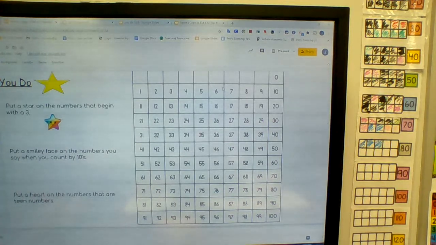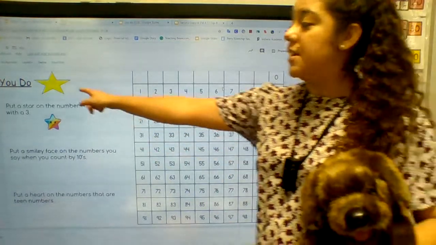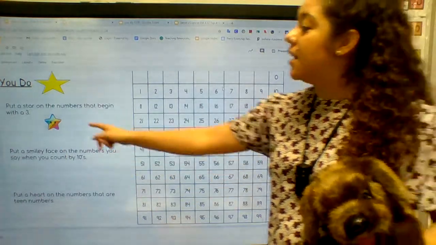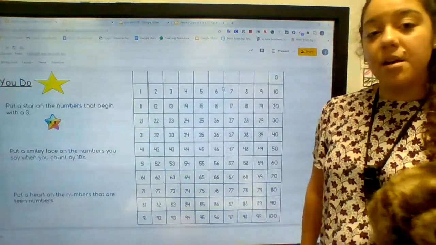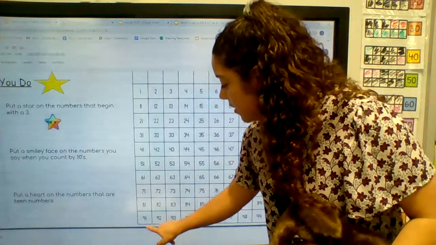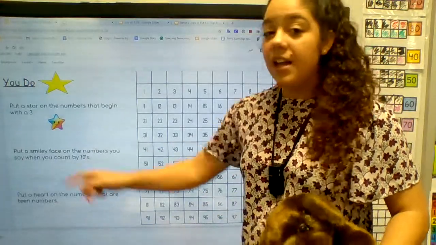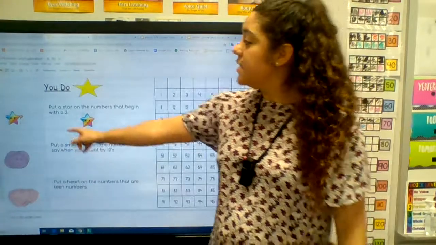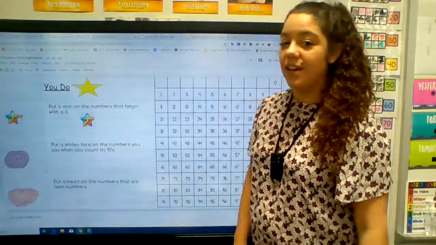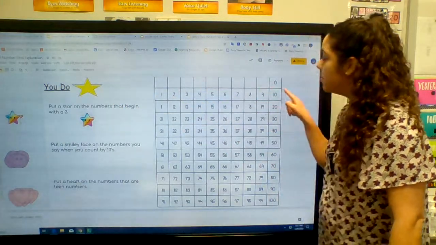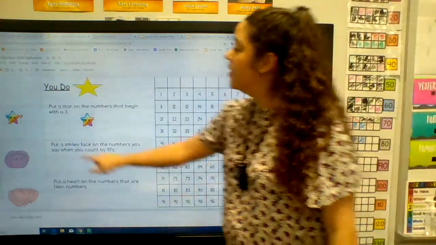Let me read you the directions. Okay, remember when you see the yellow star, it's your turn. We're going to put one of these rainbow stars on a number that begins with 3. So over to the left, you can move your screen over and you will see some rainbows. Let me move you back. Do you see these rainbow stars? Good. You're going to put a rainbow star on any number that begins with 3.